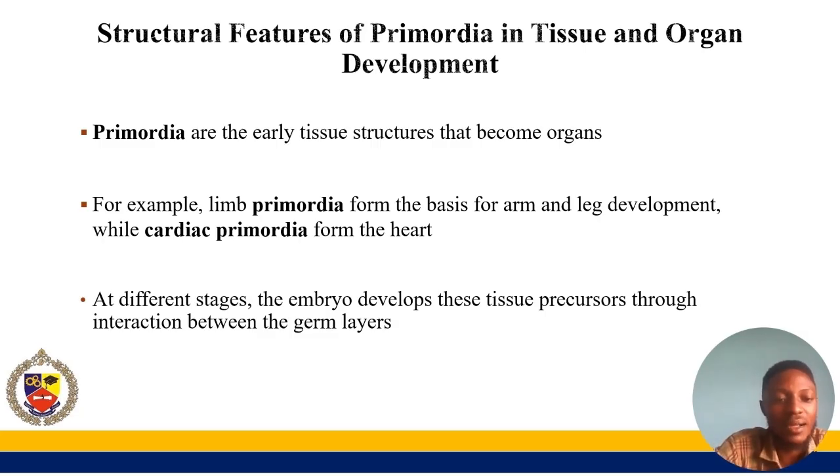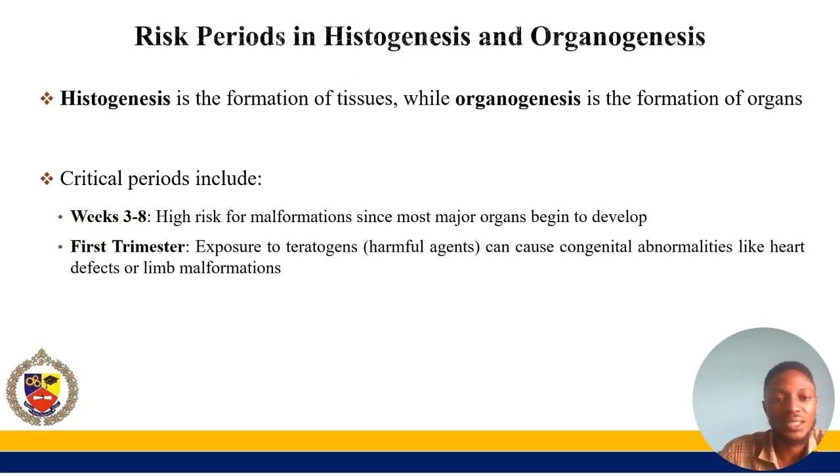We also have what we call the cardiac primordia, which later form the heart. At different stages, the embryo develops these tissue precursors through interaction between the germ layers. That is, all these antecedent tissues, those early tissue structures, are the ones that later develop and interact together between the germ layers to form the heart and organs that we are using now.